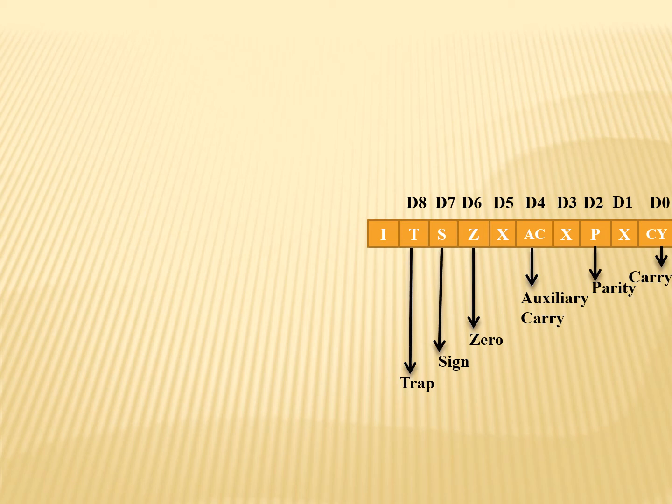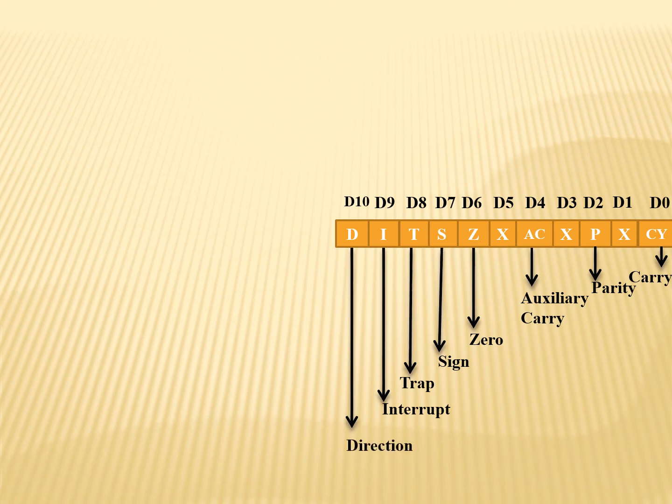Interrupt flag: whenever there is an interrupt, the flag will be set, or else it will be reset. The D9th bit is occupied by the interrupt flag. Then comes the direction flag. As we know, the direction flag plays a very important role. Whenever we want to sort data in memory locations from higher to lower, the flag will be set. Lower to higher, it will be reset.